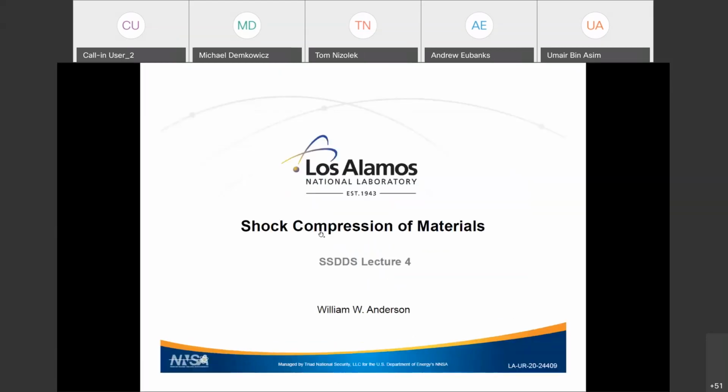Can everybody see the slides okay? Yep, perfect. Okay, so as Michael pointed out, I'm talking about shock compression of materials. And as I warned you last week, there's going to be some recycling and redefinition of symbols that are used in equations. That just goes along with the territory in this business.